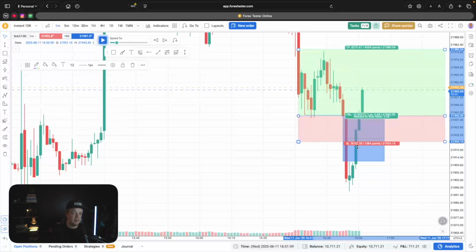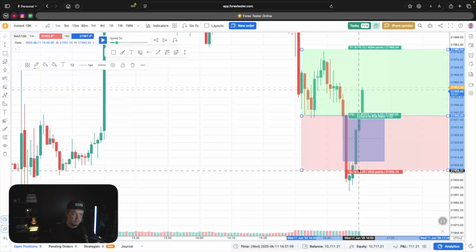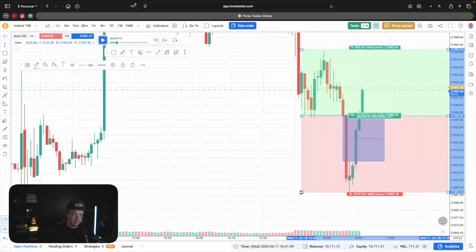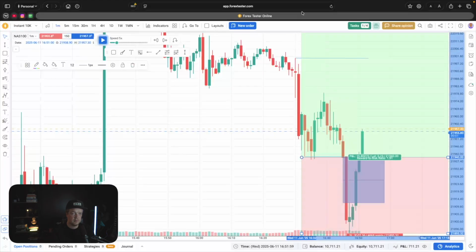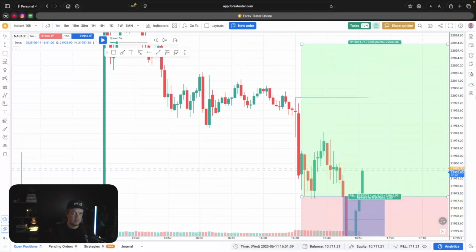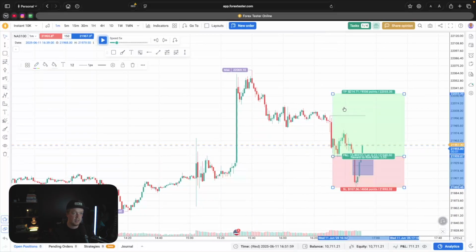If it's big like this, I would normally put my stops below this middle candle, the fair value gap candle. But let's follow the rules. Let's put it below this and let's target a fixed 1 to 2. There we go. Let's see if we get tagged in.